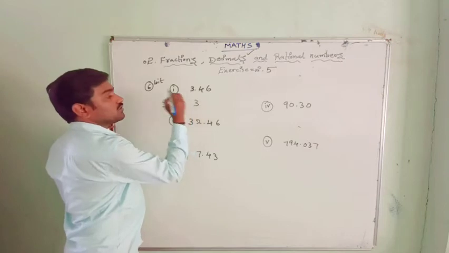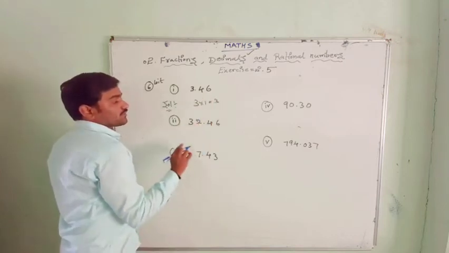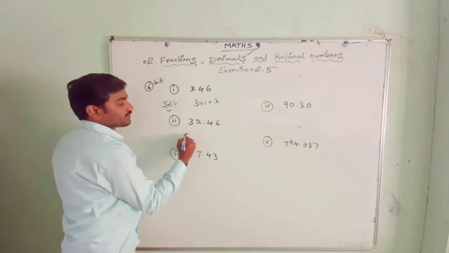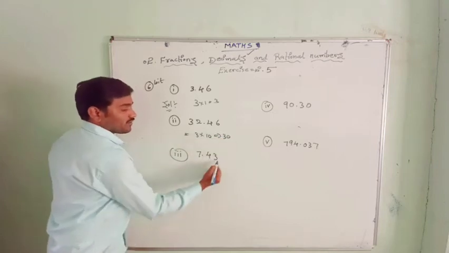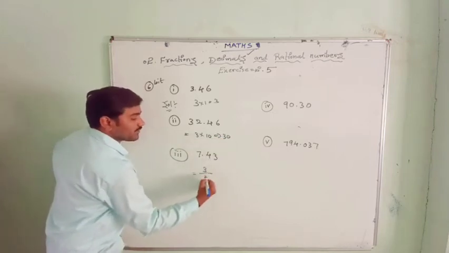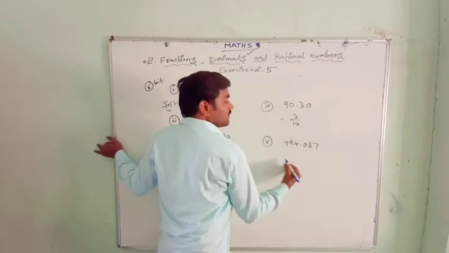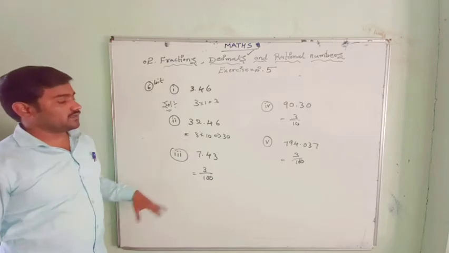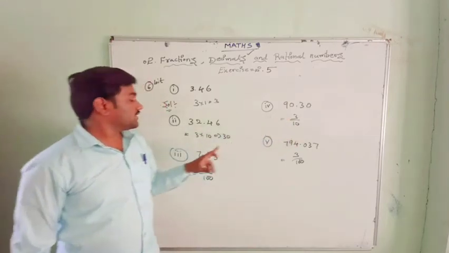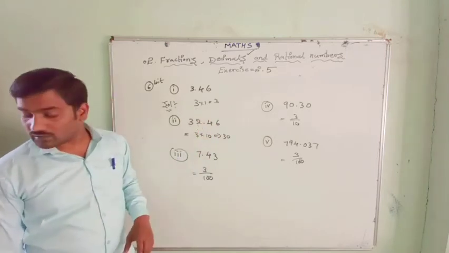This 3 is in the ones place. So 3 into 1, that is 3. So what is the place value of 3 here? 3 into 10 in the tens place, that is 30. Now what is the place value of 3 here? 3 by 10 in the tenths place, 3 by 100 in the hundredths place. Here 3 by 10. Here 3 by 100. This is the place value, simple. Hundredths place. Here the hundredths place. Here in the tenths place. Here in the tenths place. Tenths place. Okay, ones place.